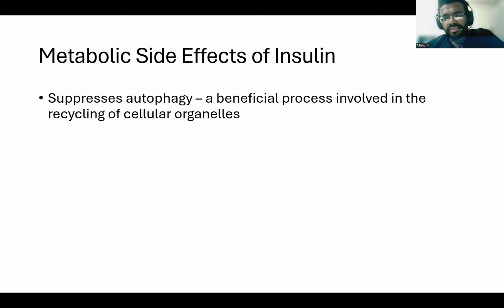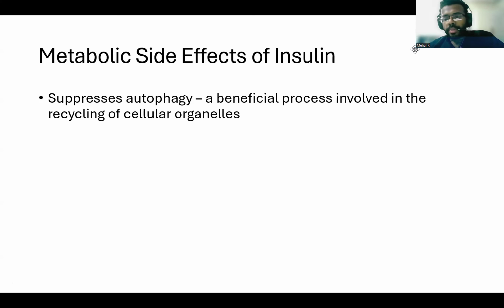There are some metabolic side effects of prolonged insulin therapy, other than the obvious effects on glucose. It can suppress something called autophagy, which is a beneficial process involved in the recycling of cellular organelles. So this is some of the pathophysiological concept behind stress hyperglycemia, iatrogenic hypoglycemia, and how to find the perfect balance between providing benefit to the patient while minimizing harms.